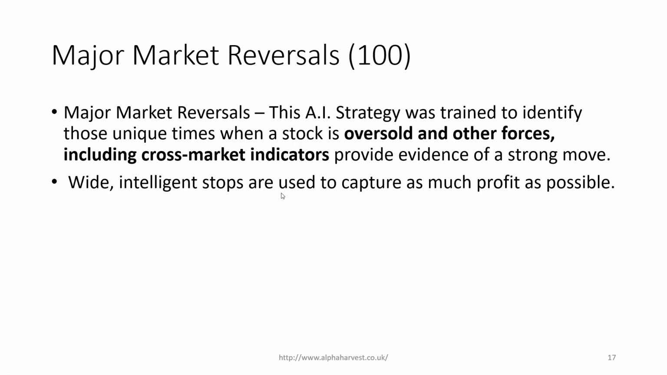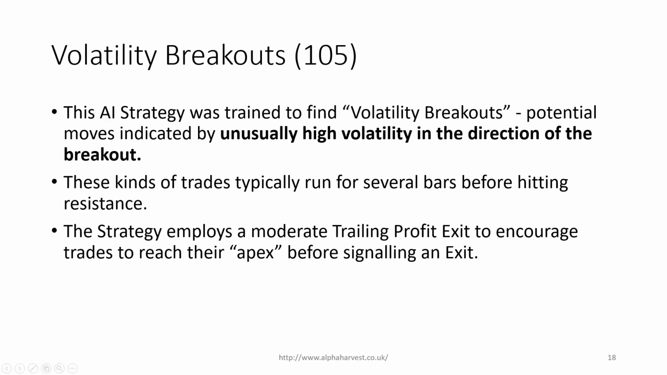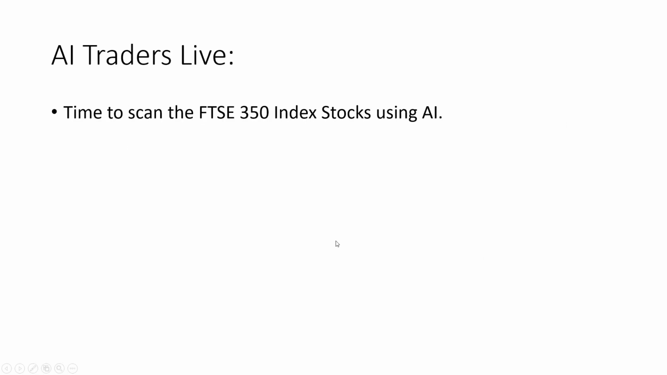The next one is volatility breakouts. The AI strategy is trained to look for volatility breakouts, which indicate a potential move with unusually high volatility in the direction of the breakout. The AI has discovered a setup that normally leads to high volatility breakouts and significant moves. It has also optimized the trailing stop loss to encourage trades to reach their apex before signaling an exit. So here we go. It's time to scan the FTSE350 stocks looking for those 2 particular AI trading strategies.